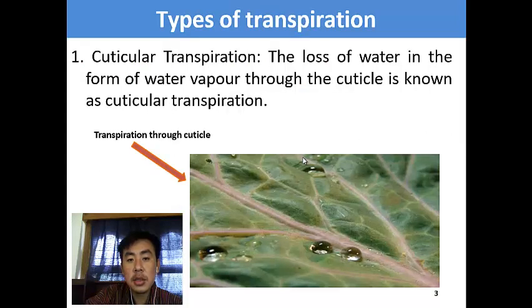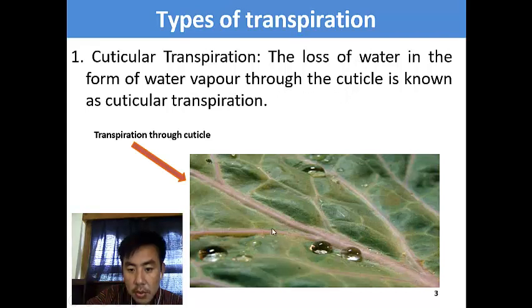There are three types of transpiration. Firstly, let's focus on the first type of transpiration, that is cuticular transpiration. Firstly, let's talk about what actually is cuticle. So, cuticle is a waxy substance that is present on the surface of the leaf, and cuticular transpiration is the loss of water in the form of water vapor through the cuticle.